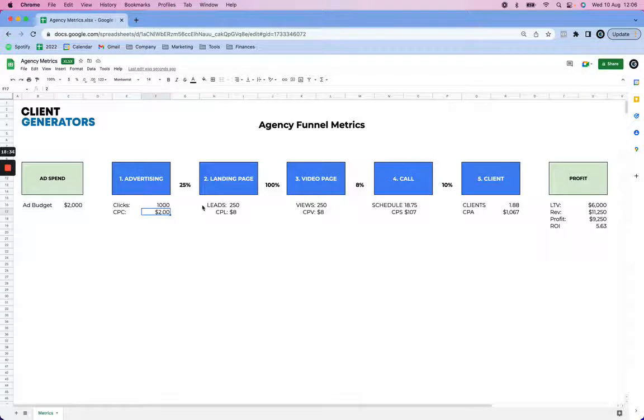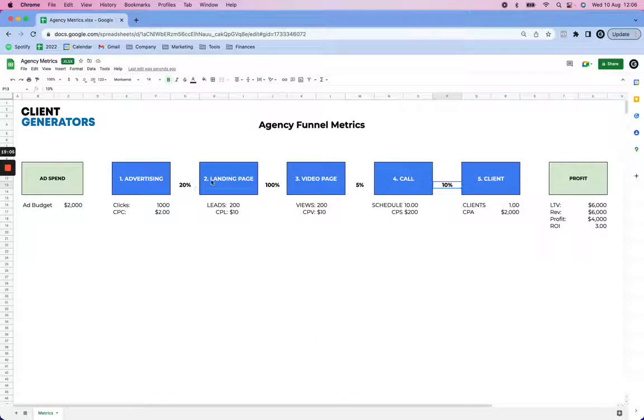But let's say, for example, you're a beginner and you're not very good at building a funnel, and on these metrics you're actually below the average. So let's say this only converts at 20%. Let's say this only converts at 5%. And let's just say 7.5. I want to try and get 1 client at least, so we'll keep that at 10. There we go. So again, 1 in 10 is still pretty low.